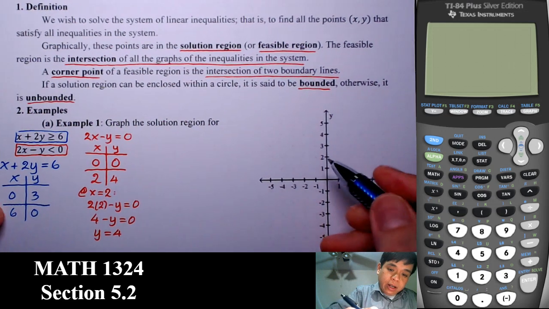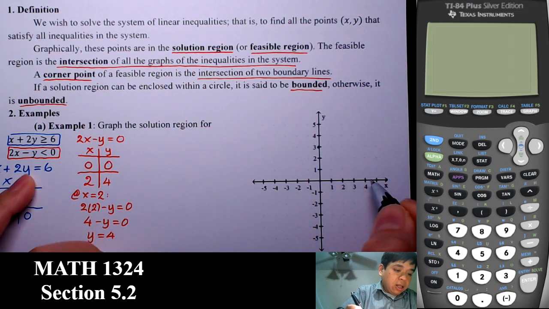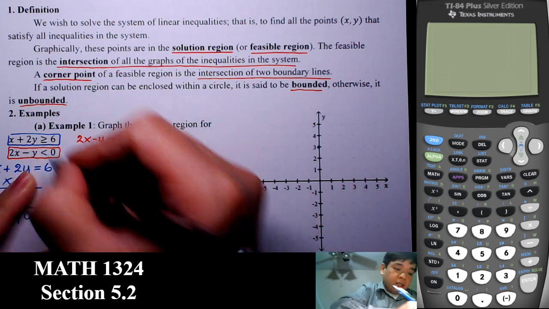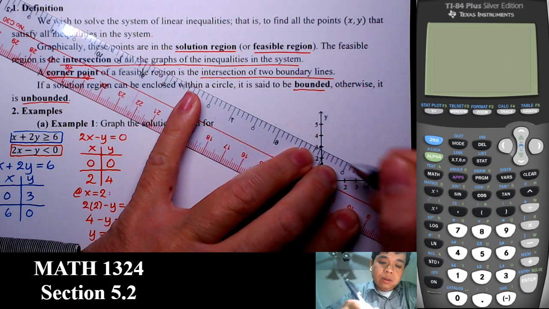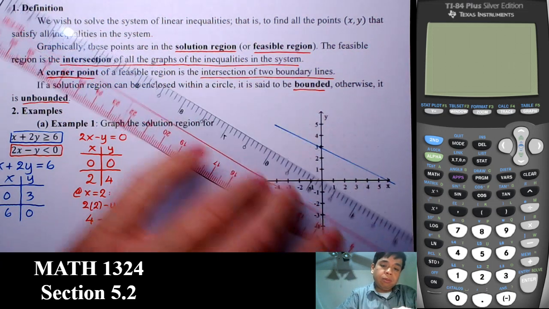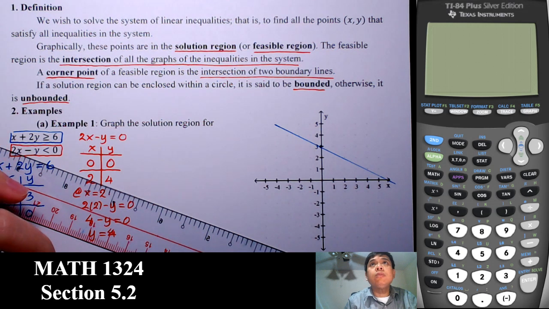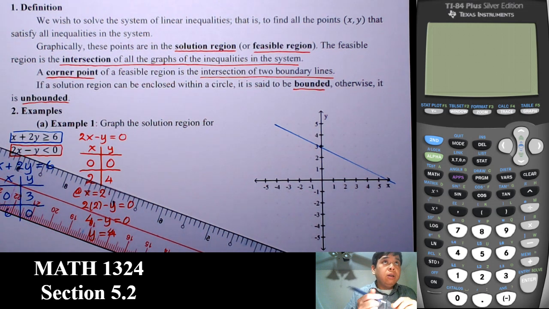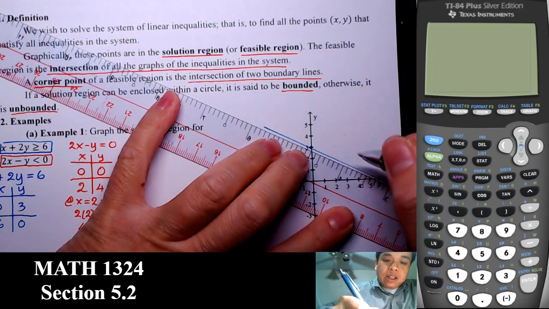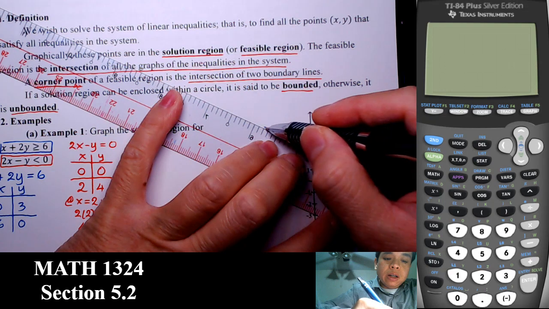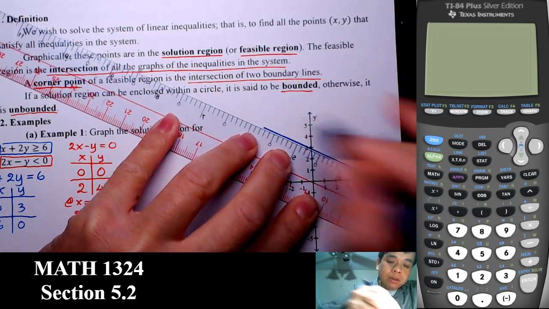First, 0 and 3, 6 and 0. This one has the equal sign in the inequality, so it is a solid line. Now for the second, once again, it has an equal sign, so it's a solid line. I just have to pause the video and change the ink to the blue pen.